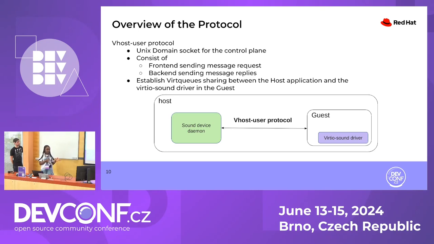So we have the front end and the back end, where the front end is sending the message requests and the back end is sending the message replies. Another interesting thing is that the protocol implements the control plane that's needed for establishing the virtqueues. In order to share a virtqueue, we need the control plane, which this protocol implements between the guest and the user space process. And it utilizes the vhost-user library.